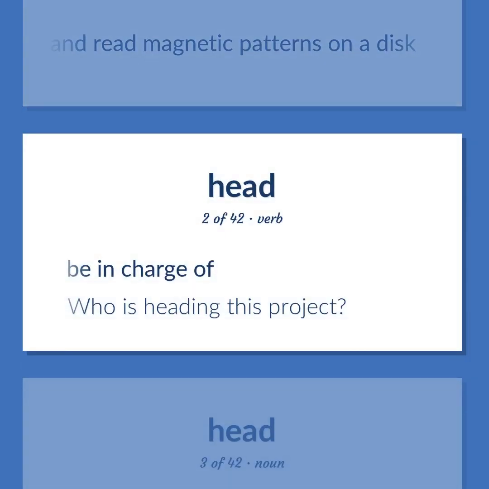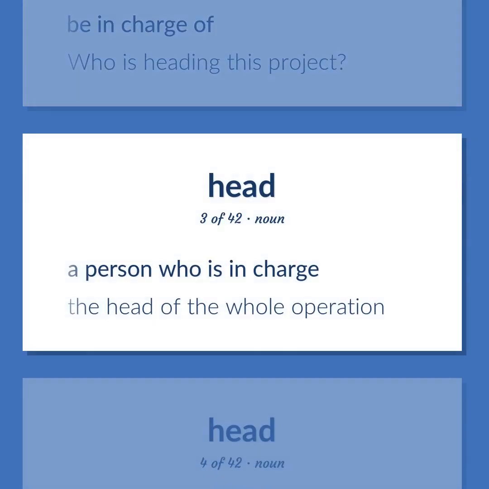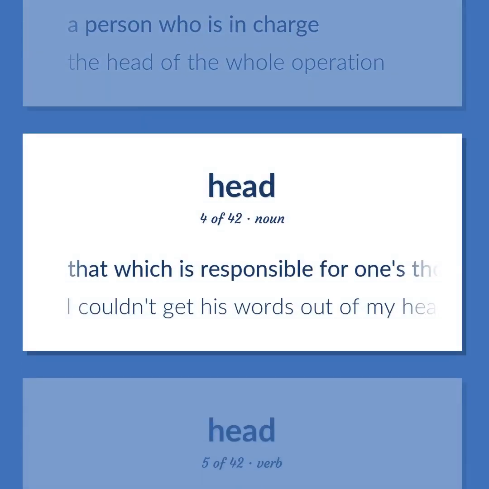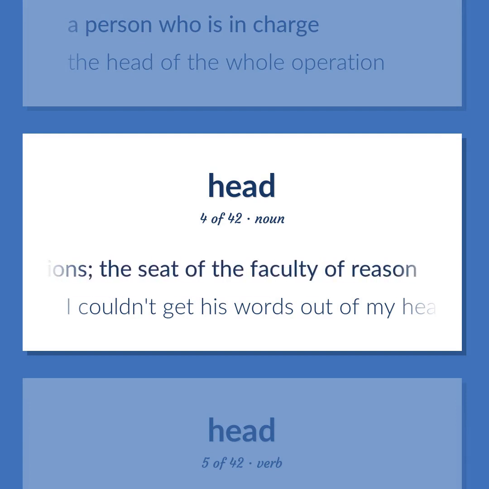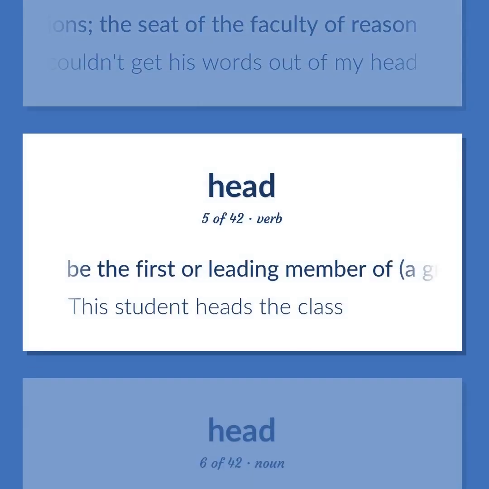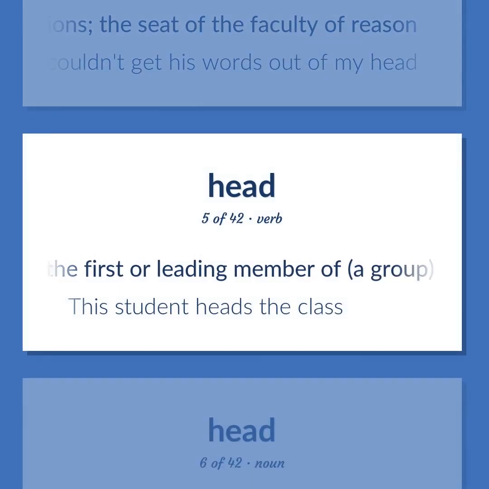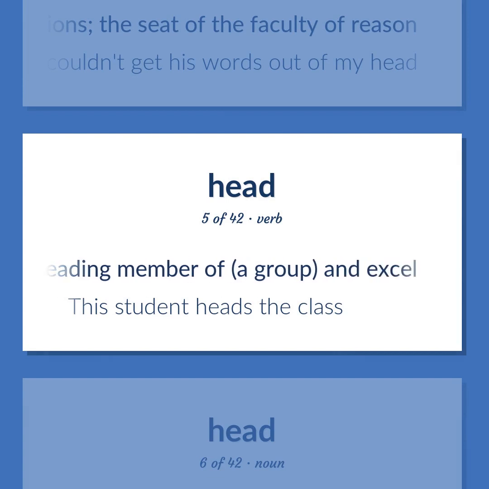Be in charge of. Who is heading this project? A person who is in charge. The head of the whole operation. That which is responsible for one's thoughts, feelings, and conscious brain functions. The seat of the faculty of reason. I couldn't get his words out of my head. Be the first or leading member of a group and excel. This student heads the class.